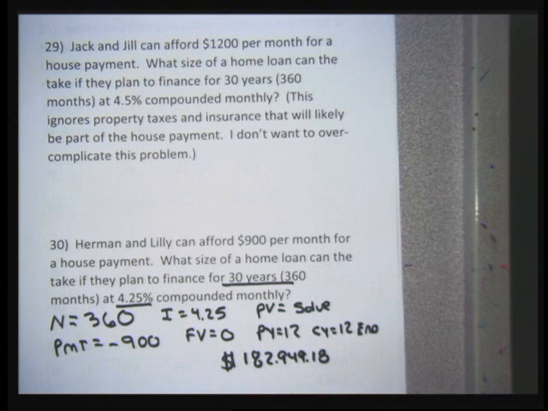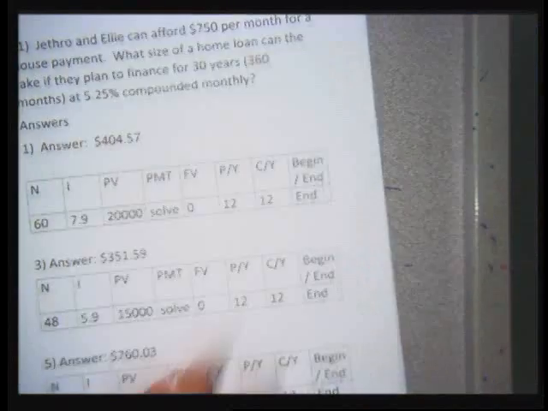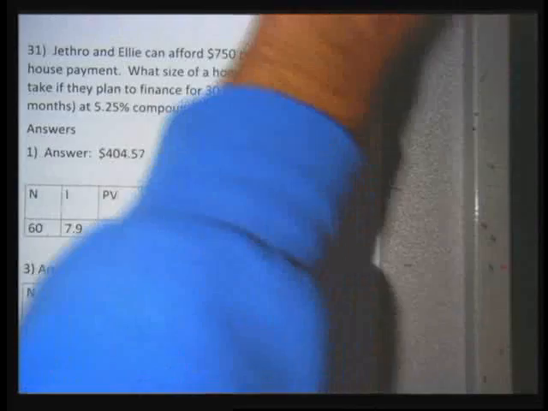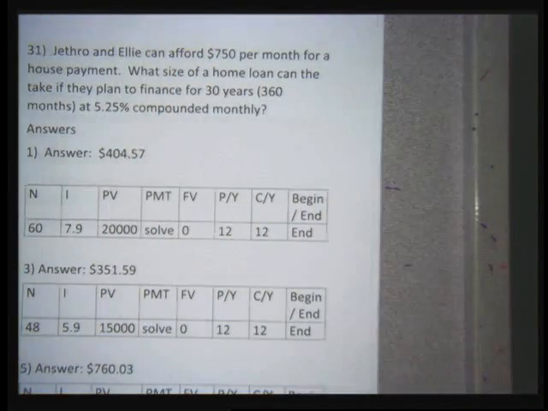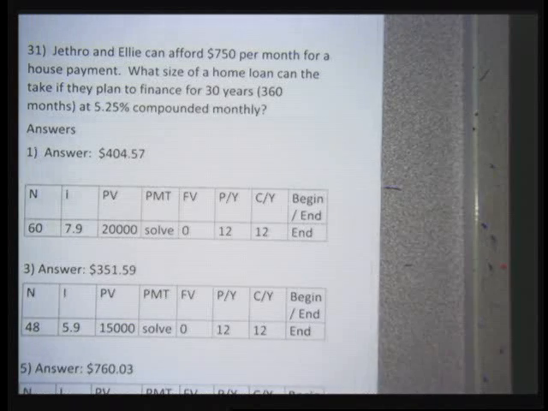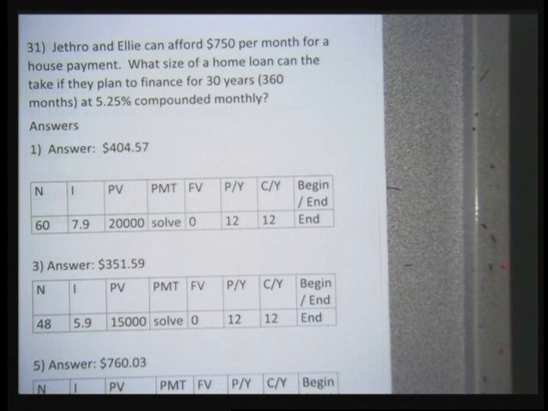So you should be able to have 29 done, and then you also have problem 31 with Jethro Bodine and Ellie Mae Clampett. Clearly I was really bored when I was writing these. So do that one and then check all your answers and we'll be done with this section.